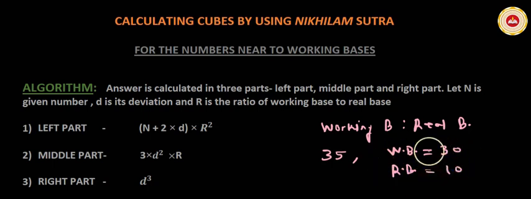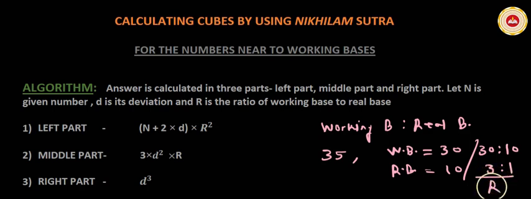We have learnt this concept quite in detail. Working base is 30, real base is 10. Then you have to calculate the ratio of working base to real base. That means 30 to 10, that means 3 to 1. This 3 to 1 is called R, the ratio R. And we are going to use this factor in the calculations of left part and middle part. So let us read the algorithm first.